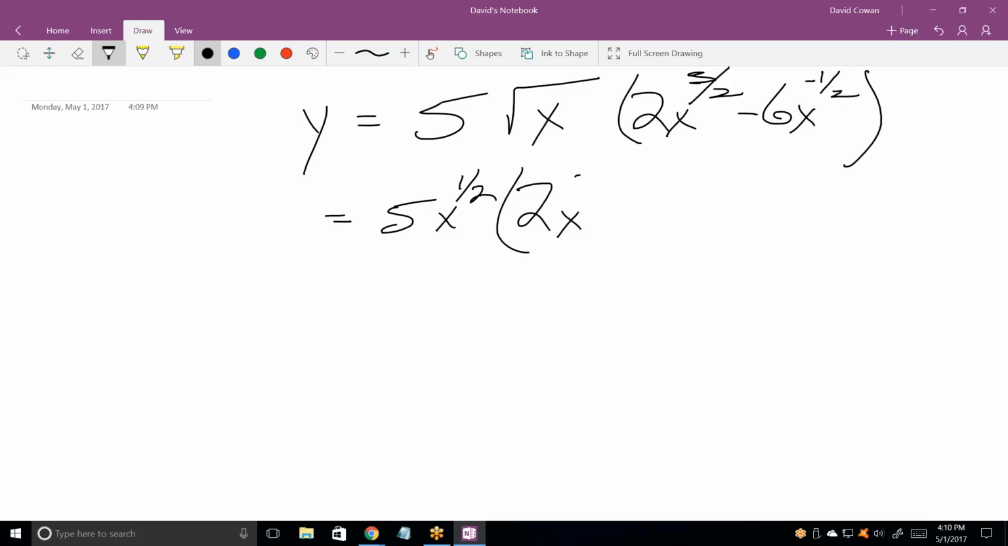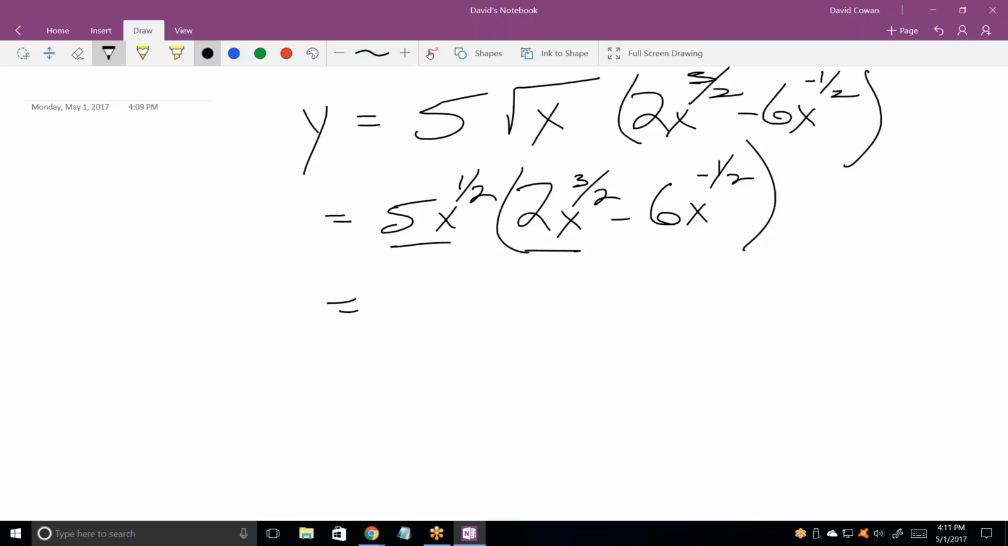Make sure I wrote this correctly. Now, we don't necessarily need to use the product rule here, because I can multiply these. I can multiply 5x to the 1/2 times 2x to the 3/2. Let's distribute it. What do we get?